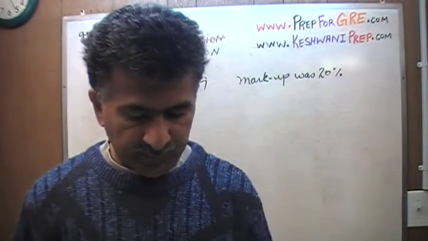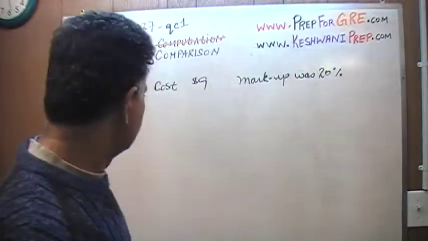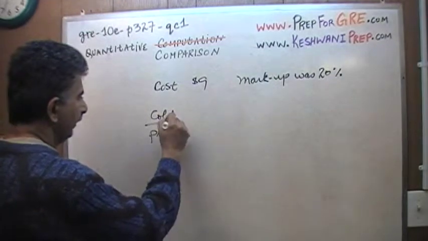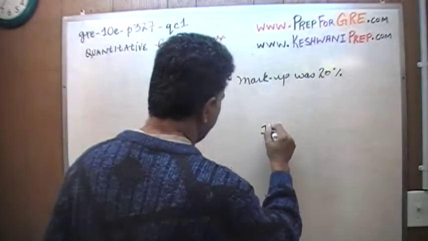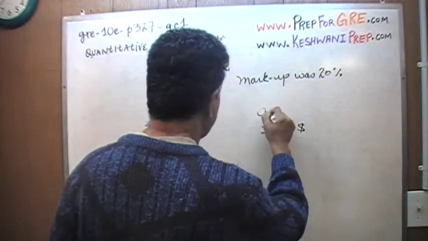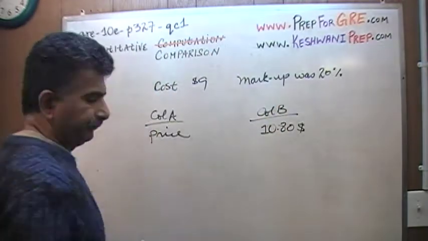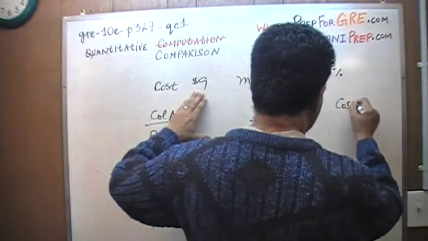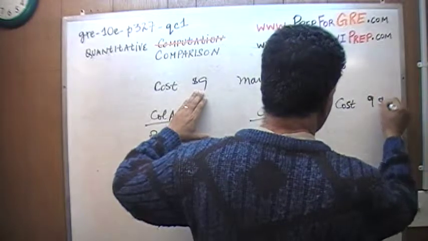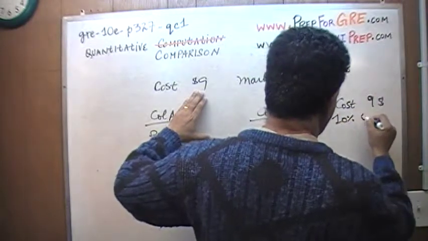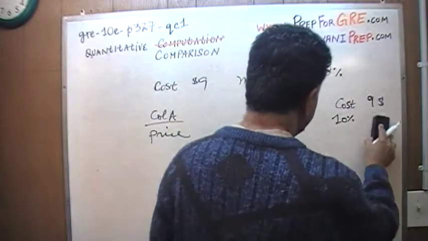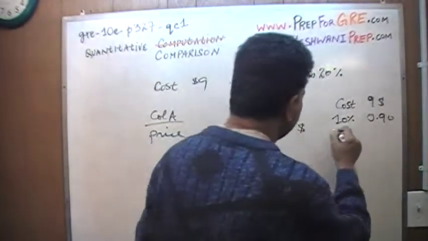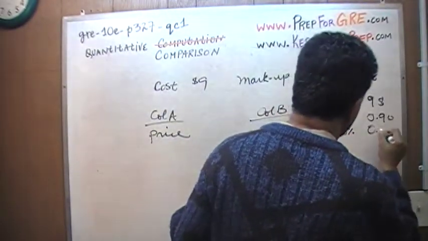What they want you to compare is the price at which the hardware store sold each of the shovels. So we have the price at which it was sold in column A, and we have $10.80 in column B. Well, let's see. 20% markup, very straightforward as I told you before. $9 is the cost. 10% of $9, we know, is 90 cents. Another 10% would be another 90 cents.